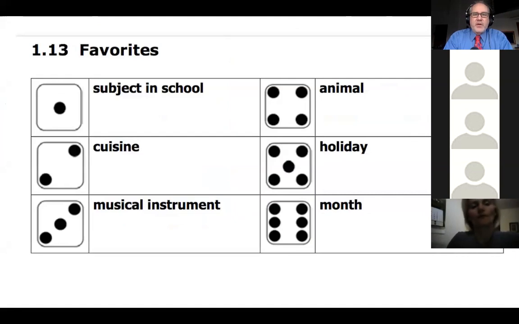Let's try now. So here's our favorites. And here's what I mean by erase and replace. After we start playing this, then I'll cross out one subject and write in a new one.